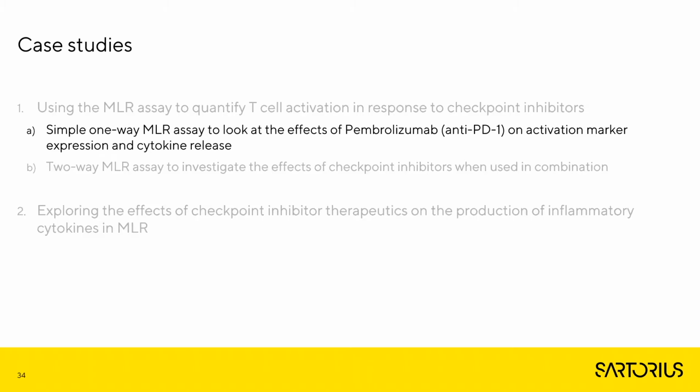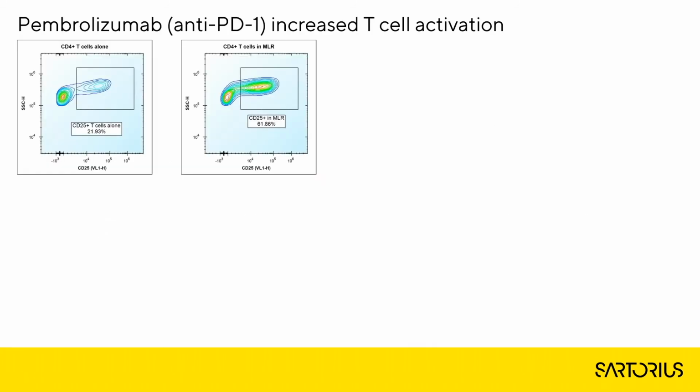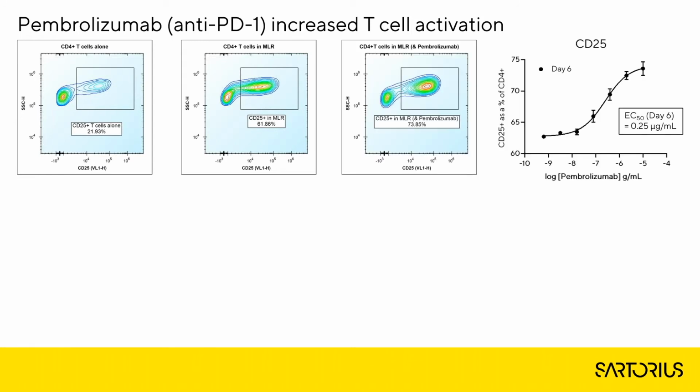So moving into that first activation experiment. Here we selected a pair of donors with a high level of mismatch in their HLA, and then the activation response was measured using the iQue T cell activation kit. The contour plot on the right shows that after 6 days in co-culture with the DCs, the CD4 positive T cells had nearly 3 times higher expression of CD25 when compared to the T cells in monoculture in the plot on the left. We then added pembrolizumab to the co-culture and saw a further concentration-dependent increase in CD25 expression up to a maximum of about 75%.